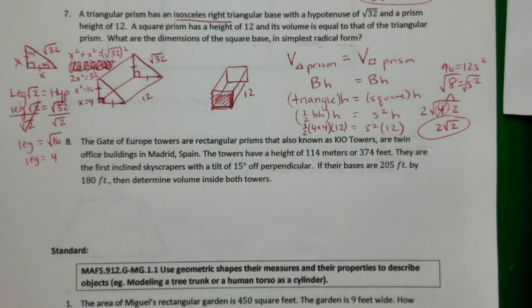Looking at the next one. Okay, this one, the 15%. They give you. Okay, let's see. The gate of Europe towers 15%. I'll let you read it real quick silently.